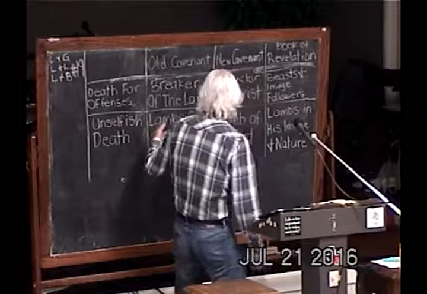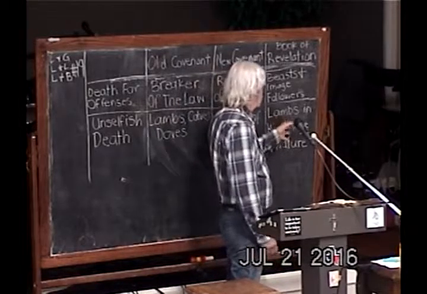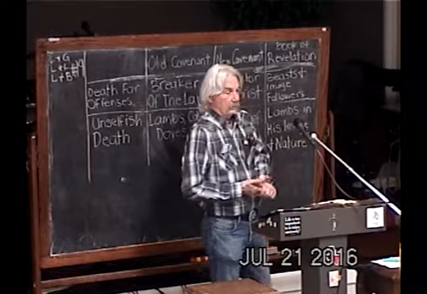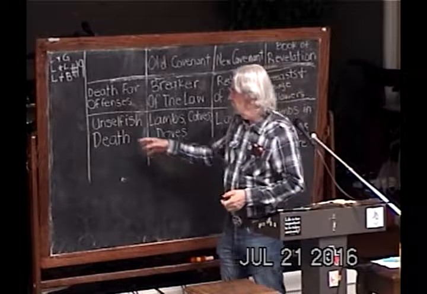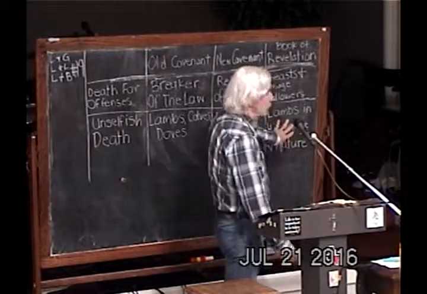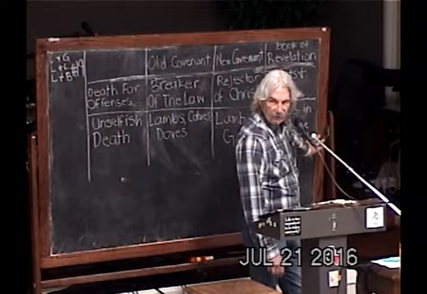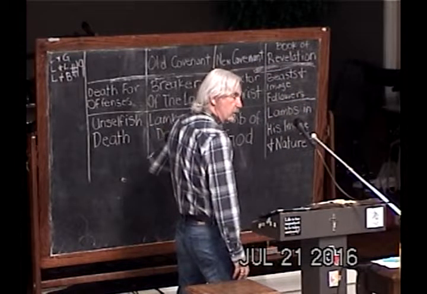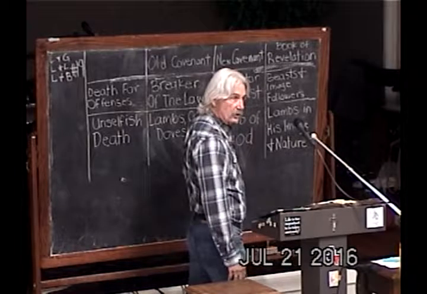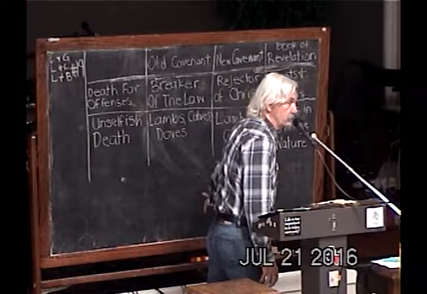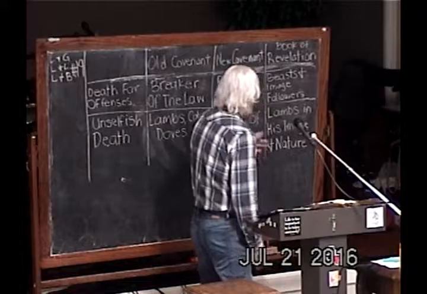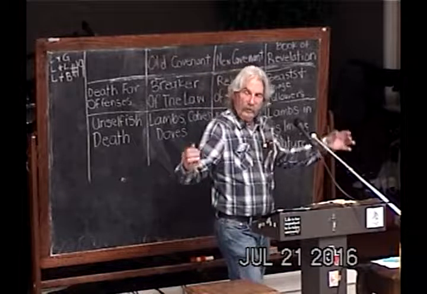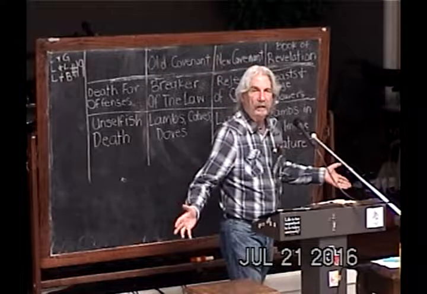So there is that. And then finally in the book of Revelation, the unselfish death, this is where it's different than the other two. Now, in the first one in the old covenant, it was a shadow, but it was a shadow of Jesus. Do you agree? In the New Covenant, it was Him manifested as the Lamb of God.